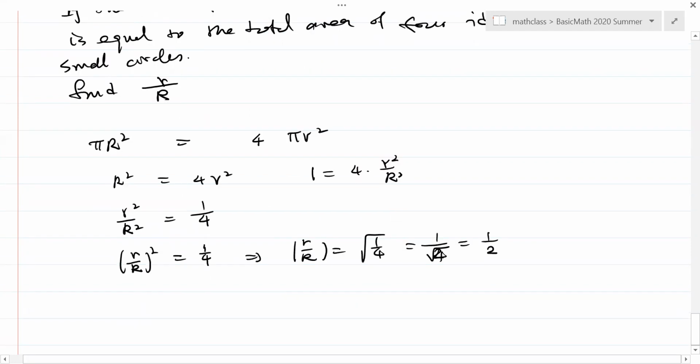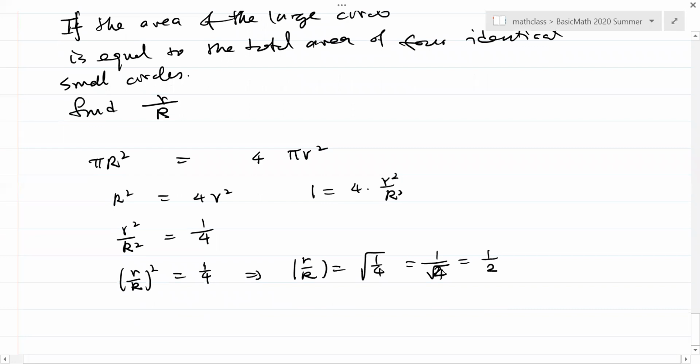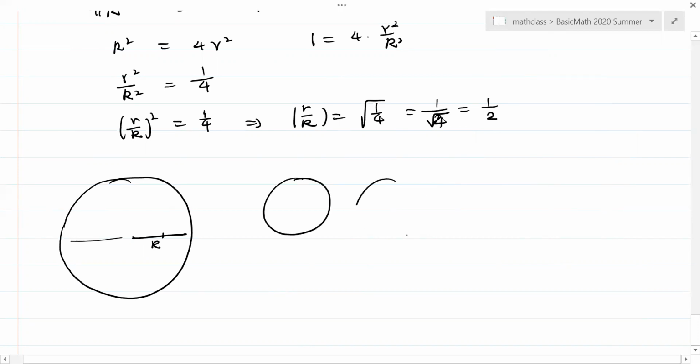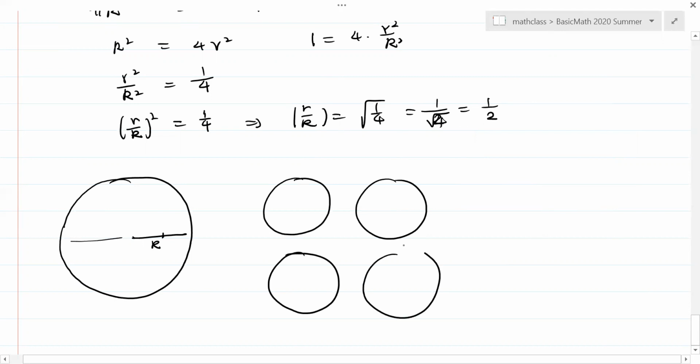Okay, now let's think about this. That means the smaller circle has half of the radius of the larger circle. So let's go back to here. It's the larger circle. This is a capital R, right? Little r is half. So this smaller circle is going to be half of R, right?